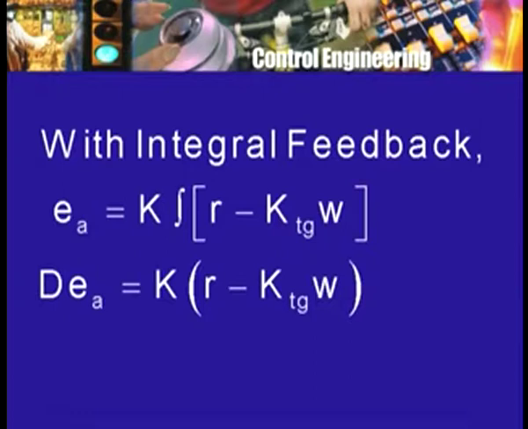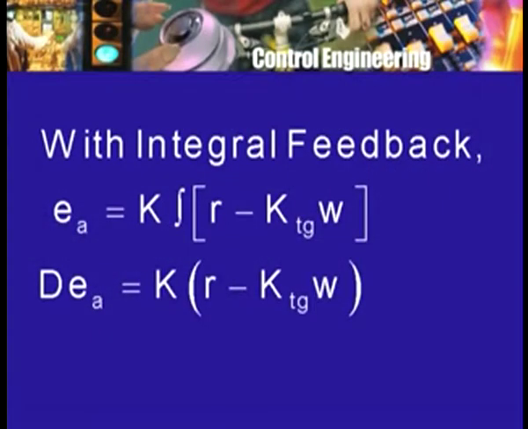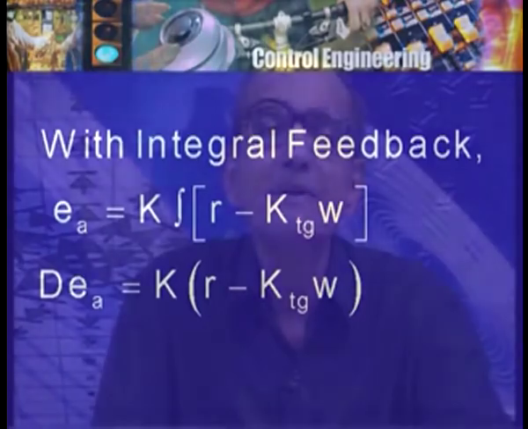The output of the difference device was simply R minus k tacho generator omega, as before. So, the difference between the reference signal and the tacho generator signal is integrated and amplified to produce the armature voltage. Now, here we have an integral operator appearing, and we can get rid of it by differentiating both sides. And this is what I told you earlier, that the output of an integrator is such that the derivative of the output is the input.